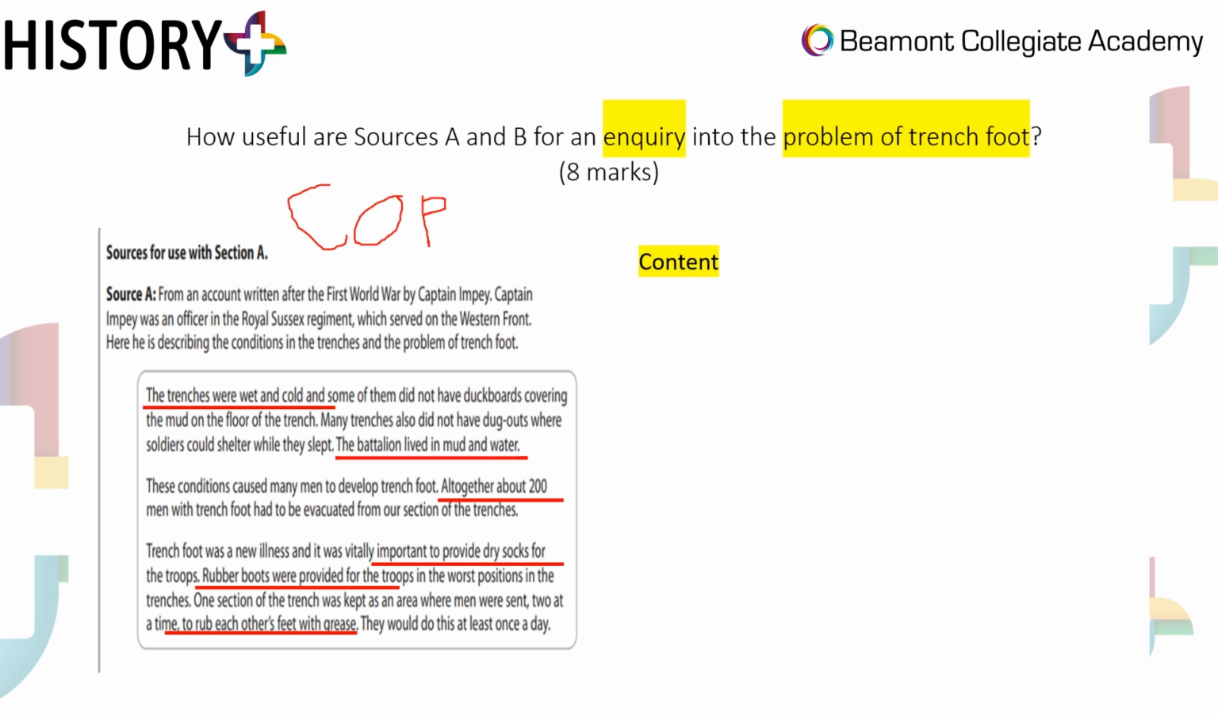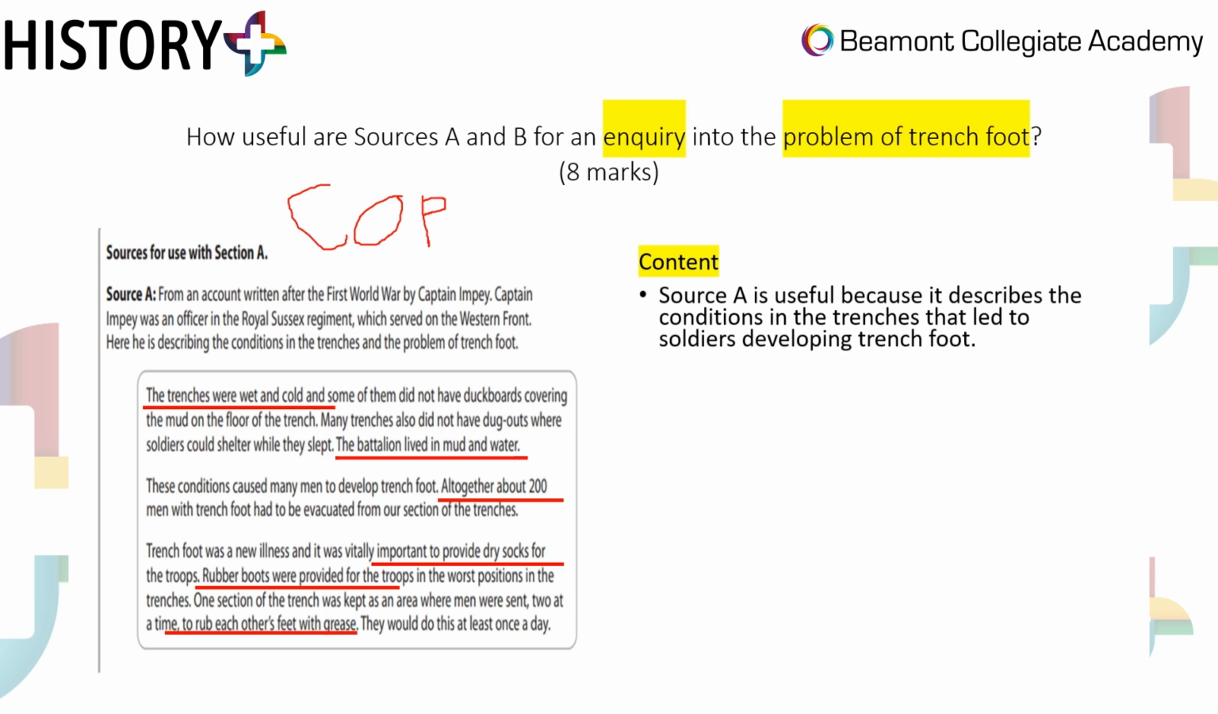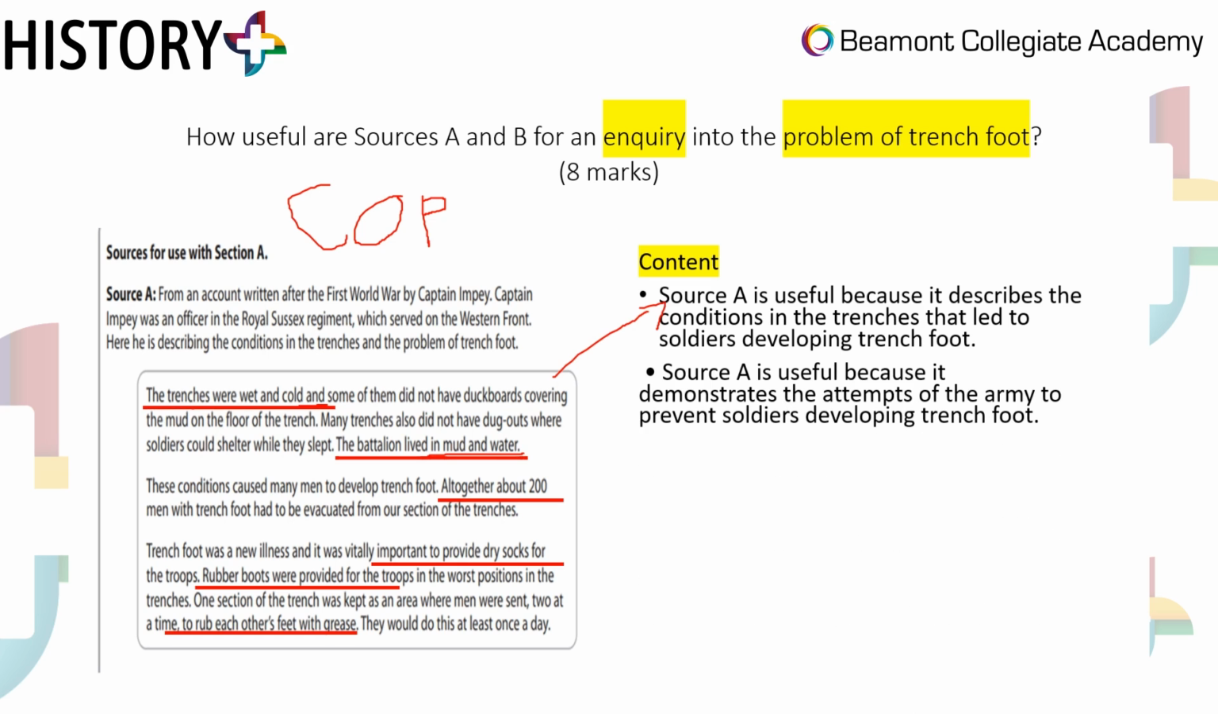So here are some possible answers. Source A is useful because it describes the conditions in the trenches that led to soldiers developing trench foot. You can see here it mentions the trenches are wet and cold, they lived in mud and water, so that content is useful because it shows me that. It's also useful because it shows the attempts of the army to prevent soldiers developing trench foot. You can see here, providing dry socks, rubber boots, and rubbing each other's feet with grease.